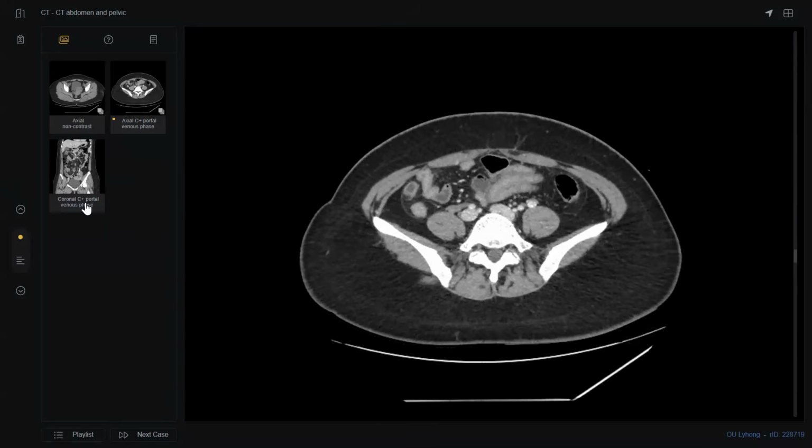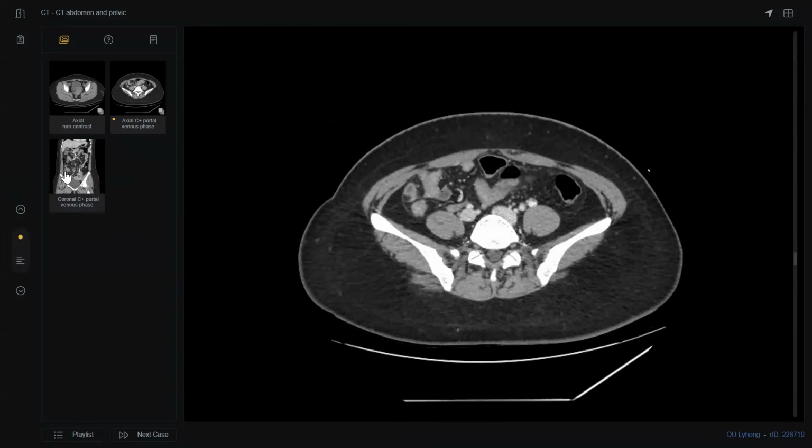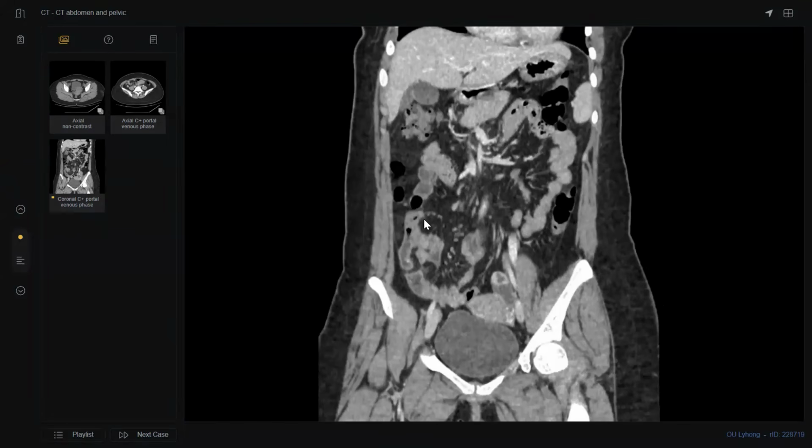Otherwise, I do not see any obvious signs of perforation. There is no free air. There is no abnormal collection. This is the coronal. I can see on the coronal again, this structure is visible.